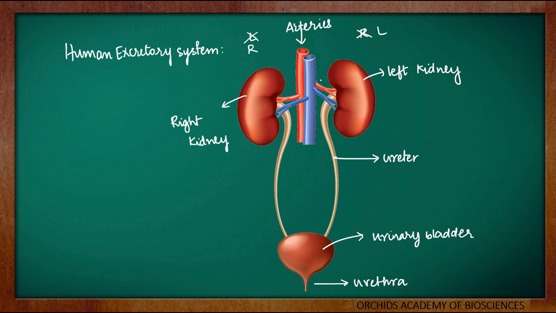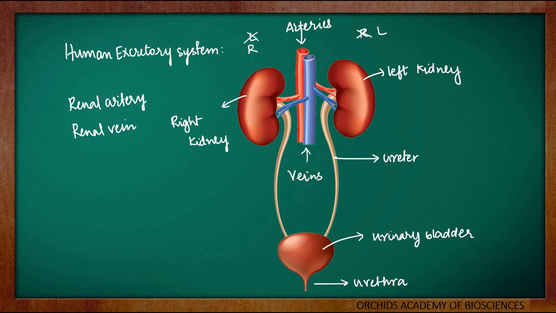After the blood is filtered or purified in the kidney, the blood is brought back to the heart through the veins. The arteries associated with the kidneys are called renal arteries. And the vein associated with the kidney is called the renal vein. So the renal artery will bring the blood from the heart, whereas the renal vein will take the blood back to the heart after purification.